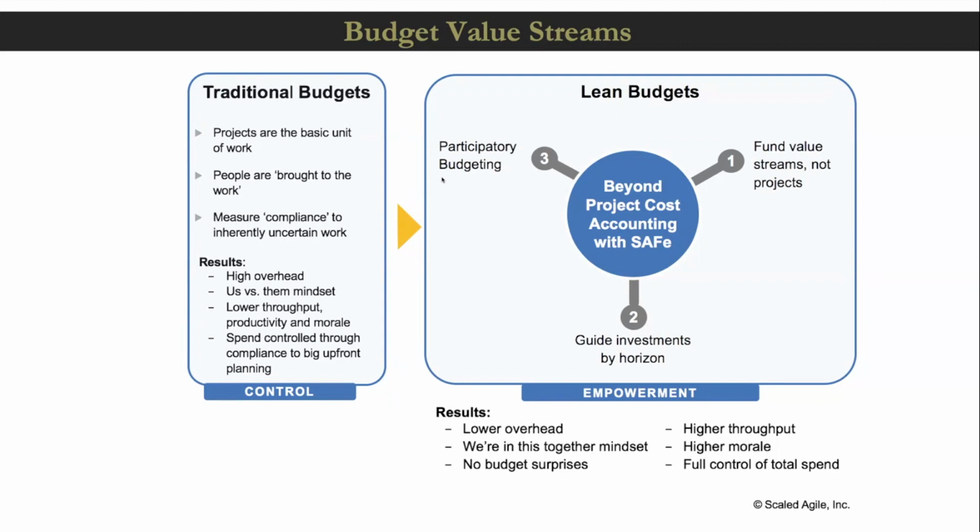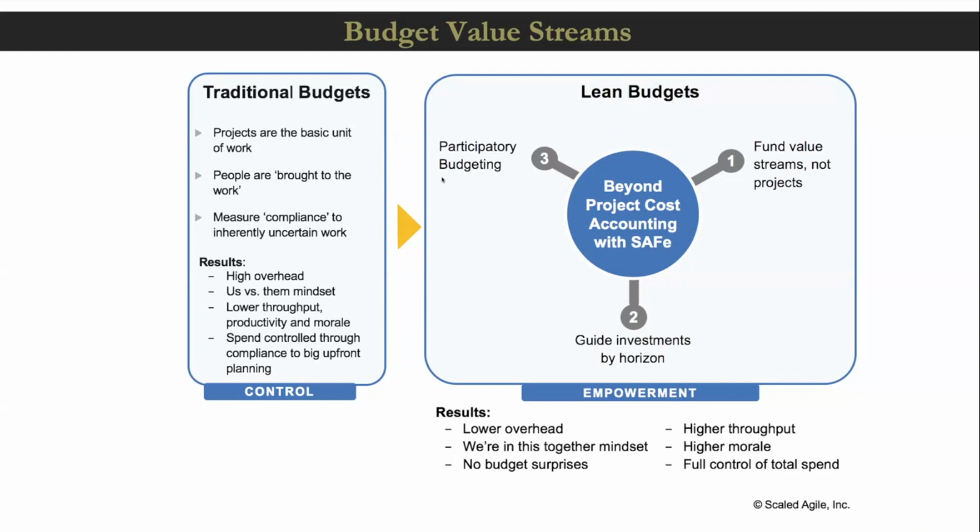You've got the together mindset. There are no budget surprises. There's a lot of visibility in play. And you start to create a rinse and repeat motion. And everyone gets the hang of it after a couple of iterations and a couple of PIs. The morale goes up. People have an understanding of how the process works. So there's a lot of benefits of starting to budget your value streams.